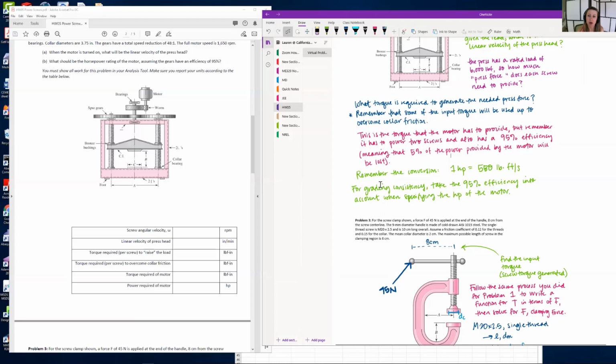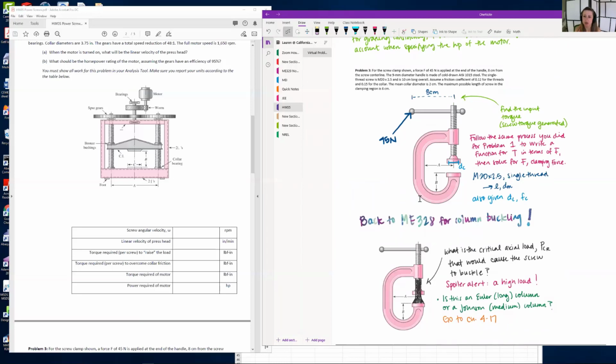For this problem, the biggest hint is to remember the conversion: 1 horsepower equals 550 pound-foot per second. And for grading consistency, take the 95% efficiency into account when specifying the horsepower of the motor.